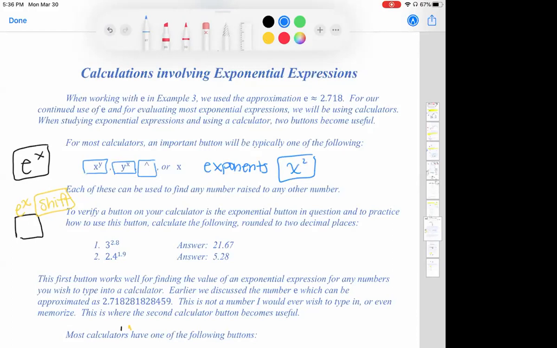So play around with the calculator. If I want 3 to the third power, I might have to press 3, then the button, and then the 3 again to get 27, because 3 to the third power means 3 times 3 times 3. While you can punch them separately, you can always make use of your button so that you don't have to do too many calculations.